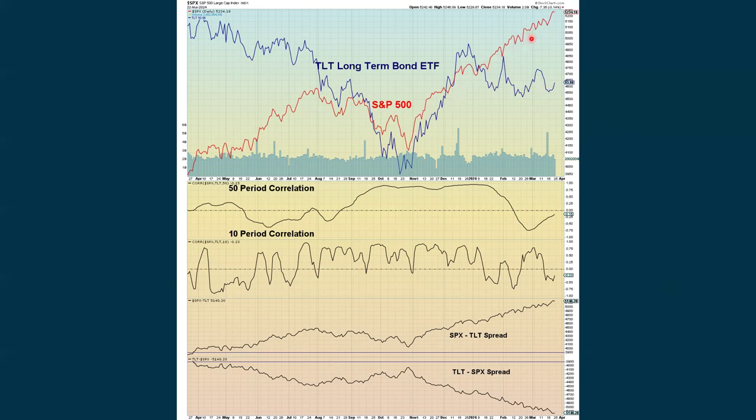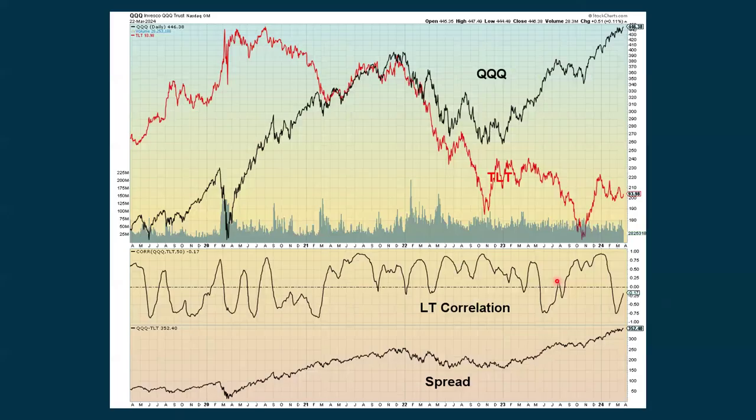And we're seeing a little bit of the strengthening here of the long-term relationship, but it has become a lot weaker than it had been. We're also kind of weak right now in the short term when we do a 10-period correlation with each other. And then we look at the QQQs, which is in black, and the TLT, and they're having a pretty strong tendency to go in opposite directions, but it is starting to get a little bit stronger. Now we're coming up more into this neutral area.